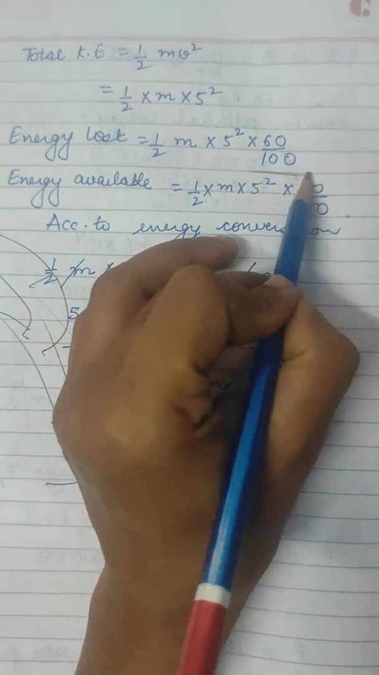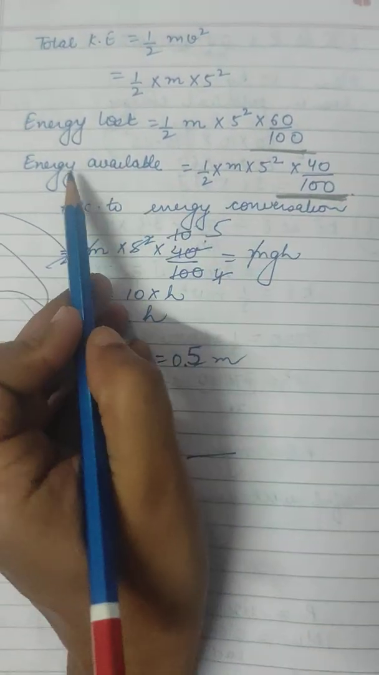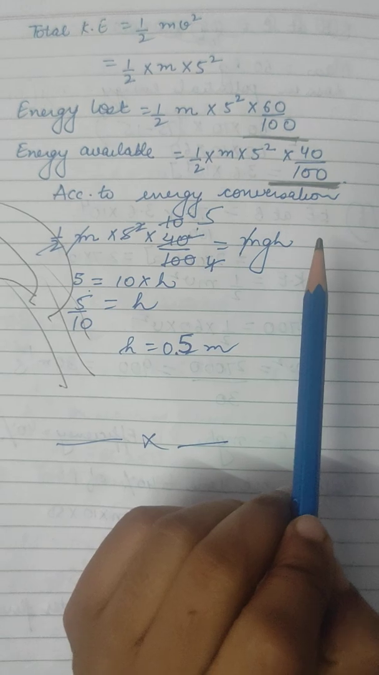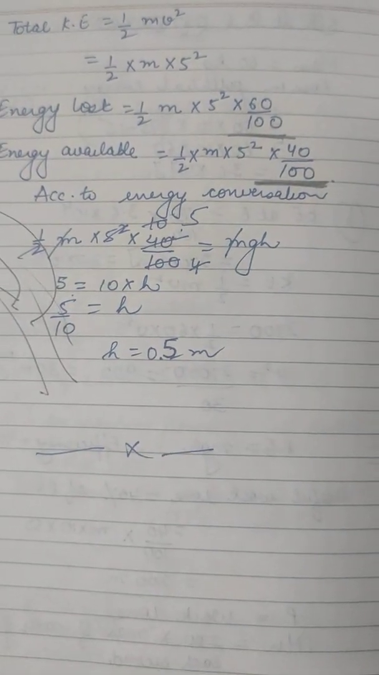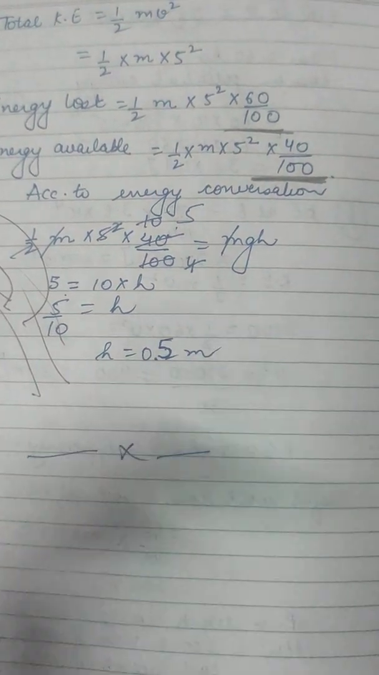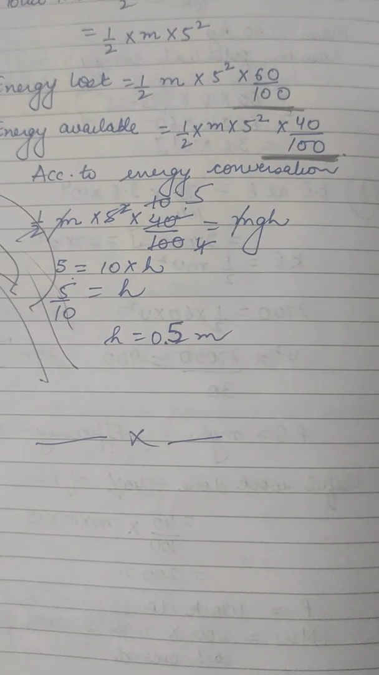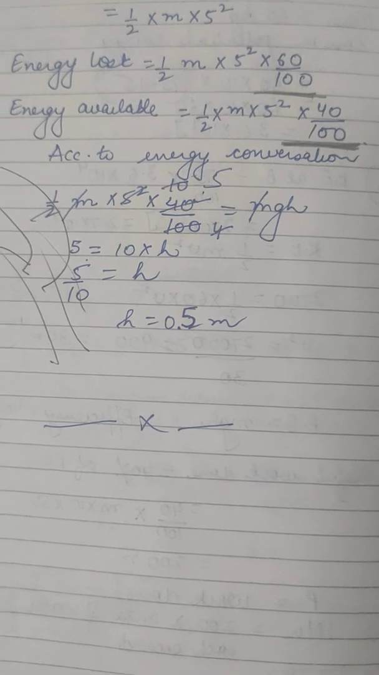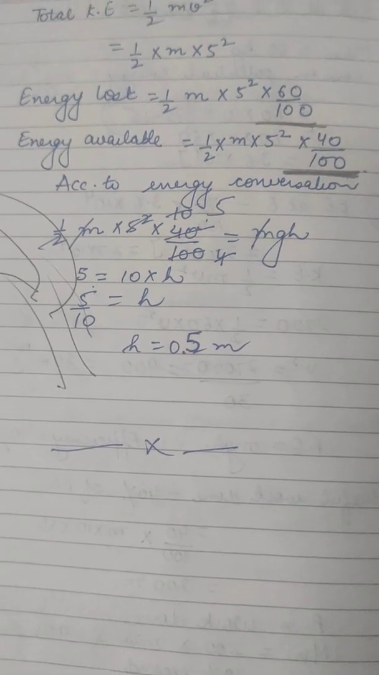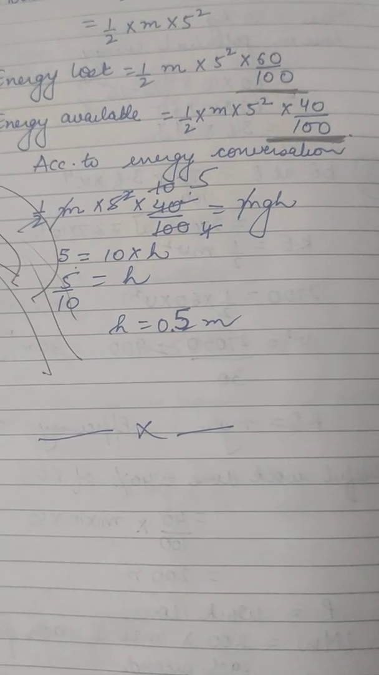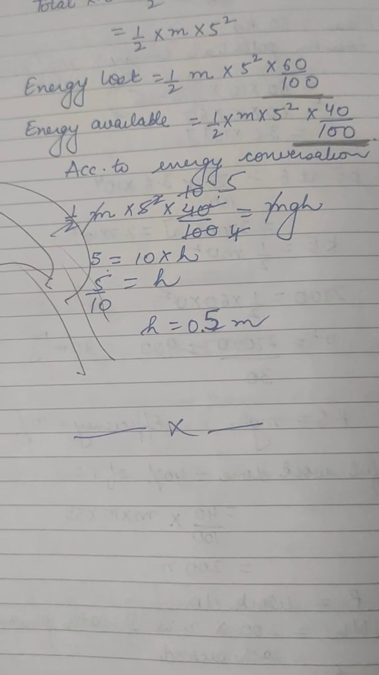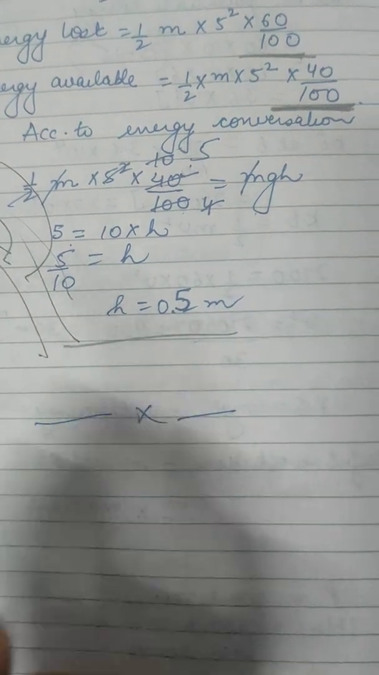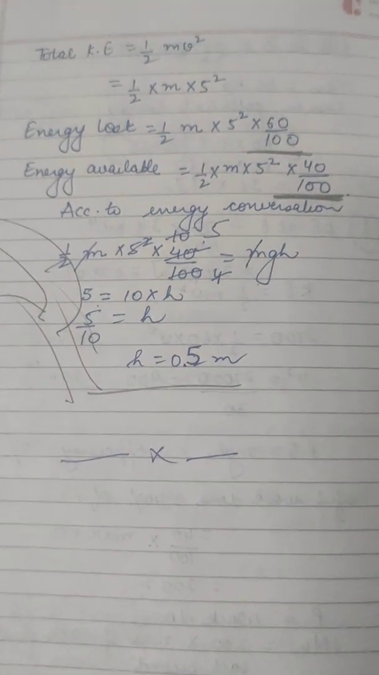See beta, 60% is lost, so how much energy is left with you? 40%. So energy available is 40% of the total kinetic energy, and we know that when they are converting, the kinetic energy will be equal to the potential energy, because at one point potential energy is 0 and in another case kinetic energy is 0. So according to the energy conservation, as it's converting from one energy form to another, here we have half mv square into 40% of it equal to mgh. Putting down all the values, you will get the value of h as 0.5 meter.